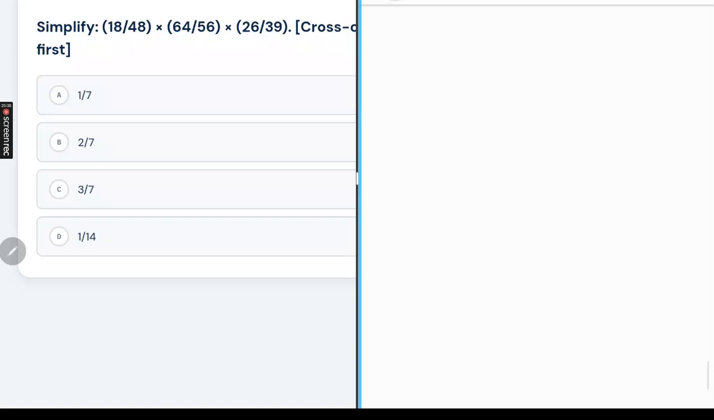Okay, so this is the cross multiplication. Let's pay attention. 18 over 48 times 64 over 56 times 26 over 39. Let's look at this and think of the higher numbers we can move first. Let's start from this 48. What can divide 48 and 64? How about 16?